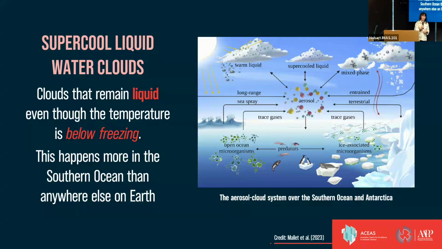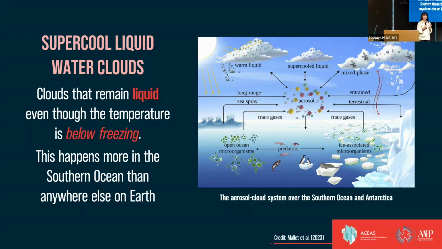So my title was Supercooled Clouds. What is a supercooled cloud? A supercooled liquid water cloud is a cloud that remains liquid even though the temperatures are below freezing. So you might think that as soon as temperatures get below 0 degrees, that the cloud droplets will freeze.